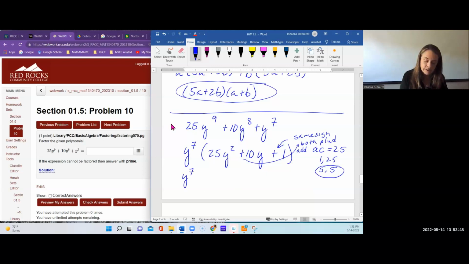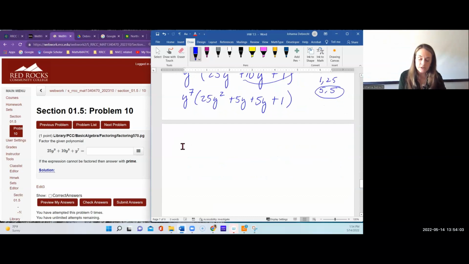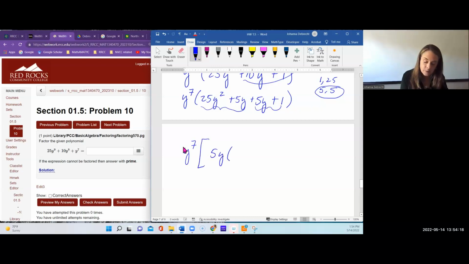The y to the 7th doesn't disappear. It simply follows along. So we have y to the 7th times 25y squared plus 5y plus 5y plus 1. You may want to make your curved brackets into square brackets to differentiate. When you pair them up and take out the common factor, the first one has a common factor of 5 and y. That's going to give me a 5y outside parentheses, leaving behind a 5y plus a placeholder of 1.